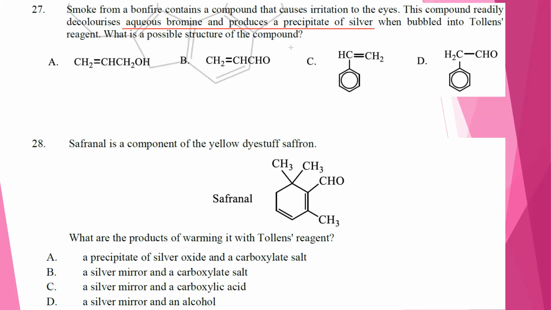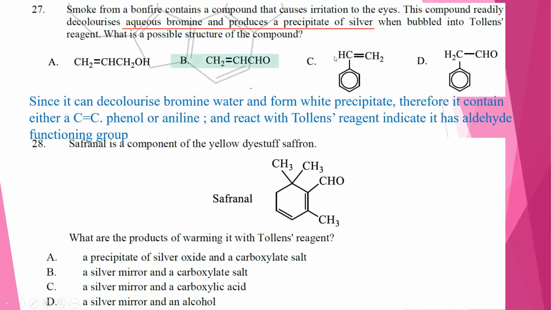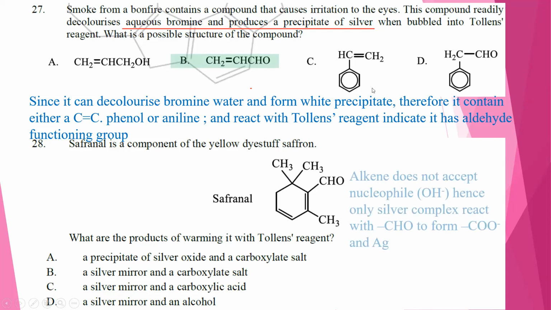So A, you have C double bond CH2OH. So it can only react with the OH, but not with this one. Okay, B, can it give a positive test? Yes, it can, because it contains a double bond and also CHO. So B may be our best answer. Okay, C, you contain only this alkene, but nothing that will speed up the rate of reaction. And then finally D, you have a carbonyl with CH2 and a benzene ring. So the best answer in here is B.